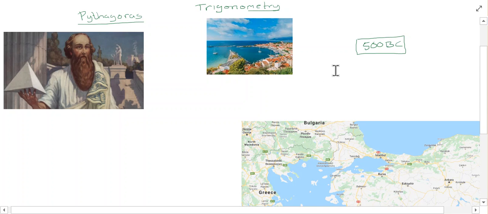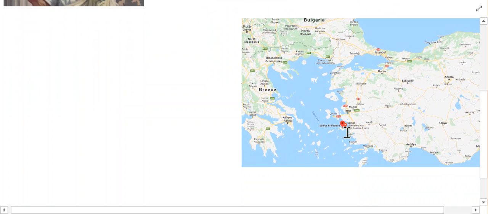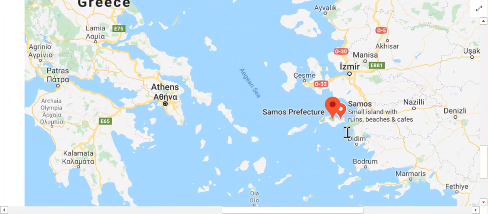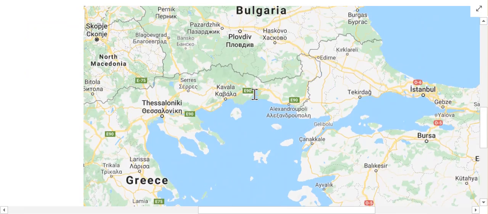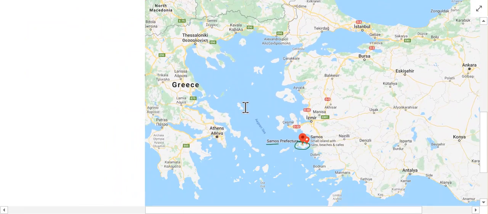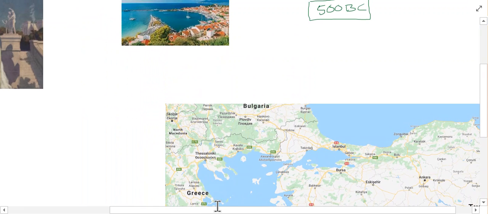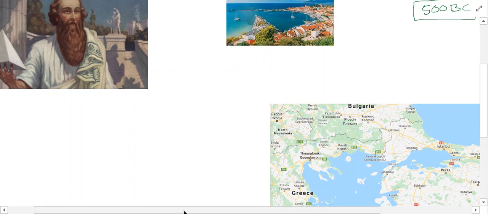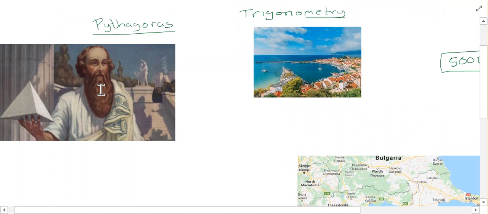So Pythagoras, 500 BC, grew up on an island in the Aegean Sea. This is the island that he grew up on, Samos, and it's a beautiful Greek island, a beautiful holiday destination at the moment. So that's where he grew up in ancient times, in ancient Greece. He may not have actually looked like this, but it's an artistic representation of what he looked like, because it's a long time ago, 500 BC.